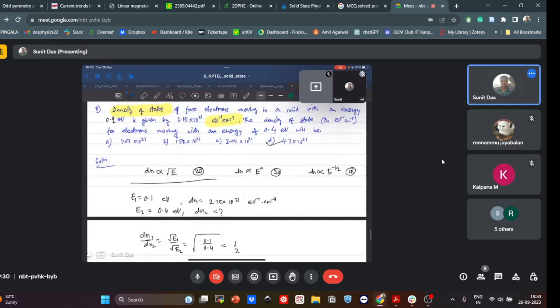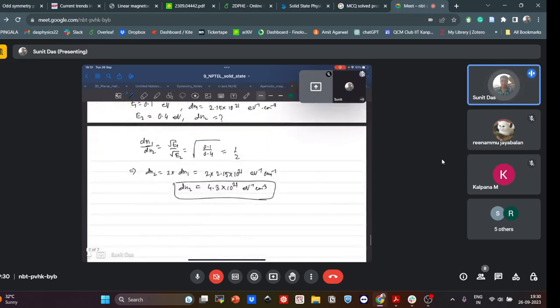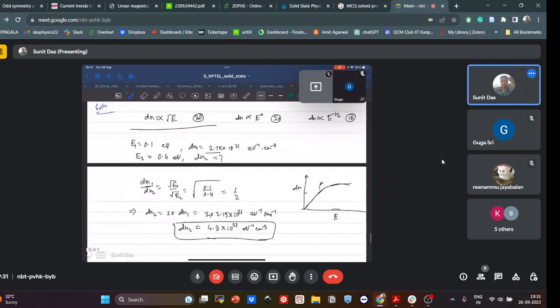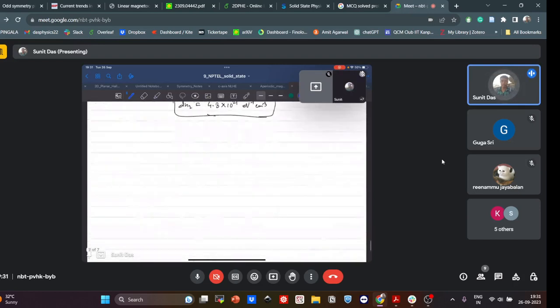This is also reasonable because if you see the plot of energy versus density of states dn, then it will look like this, right? Root over. So as energy increases, the density of states also increases, right? So that's 4.3, and there it was 2.1. Okay, so next problem.